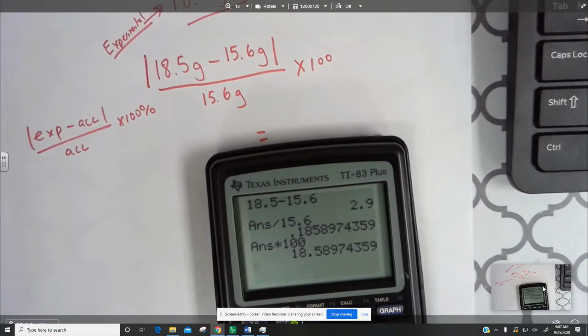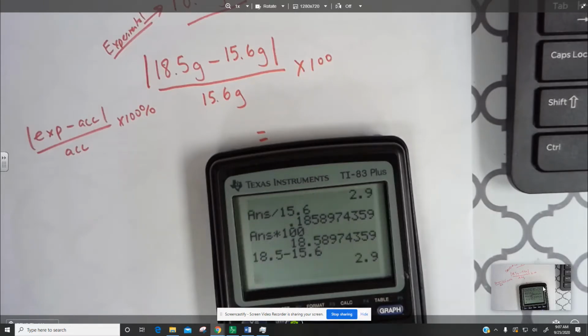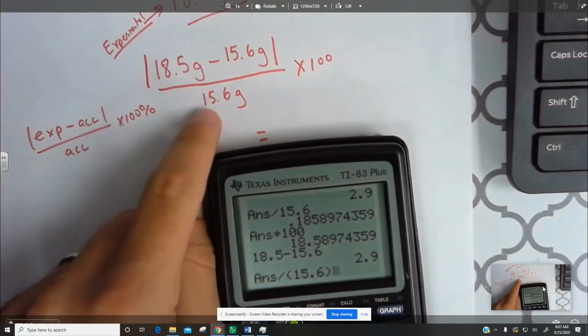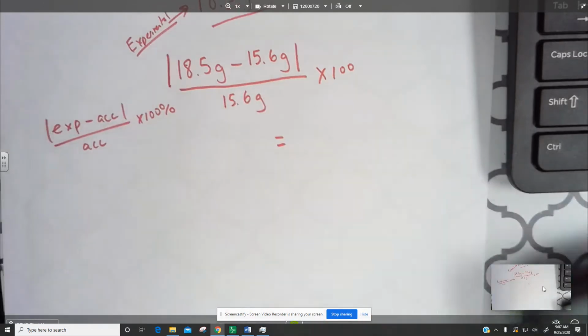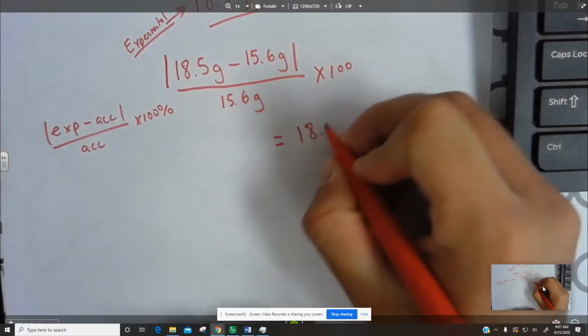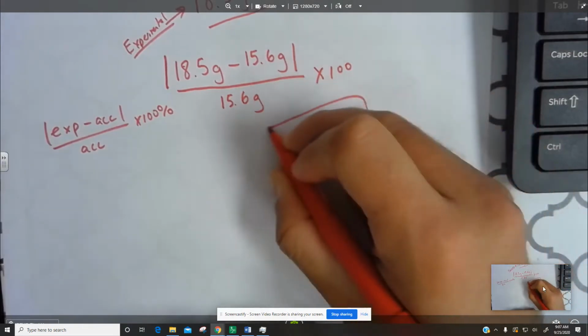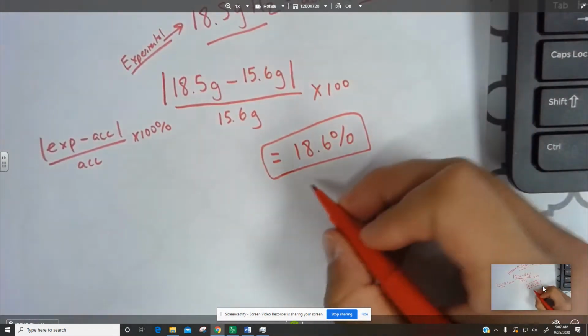Okay, so let me just go through it one more time so you can maybe understand. 18.5 is the actual value. Okay, or not the actual value, sorry, the experimental value, and 15.6 is what was supposed to happen. So when you subtract those, you get 2.9. You divide that number by the accepted value, which is 15.6, and then you multiply this by 100 to get a percent. So that's 18.6%. Okay, so that is the percent error.